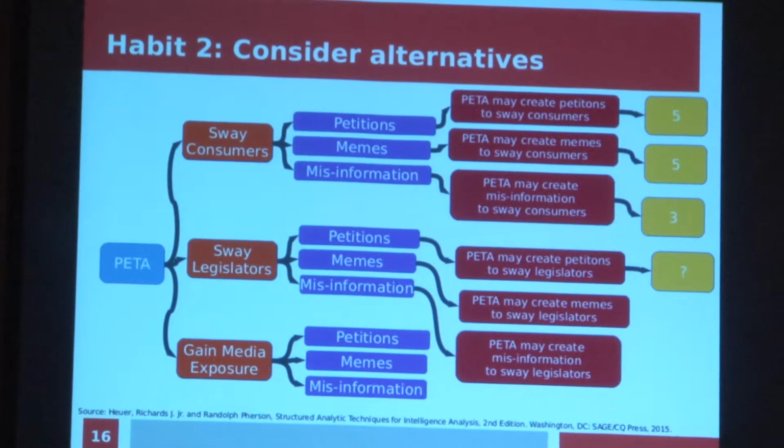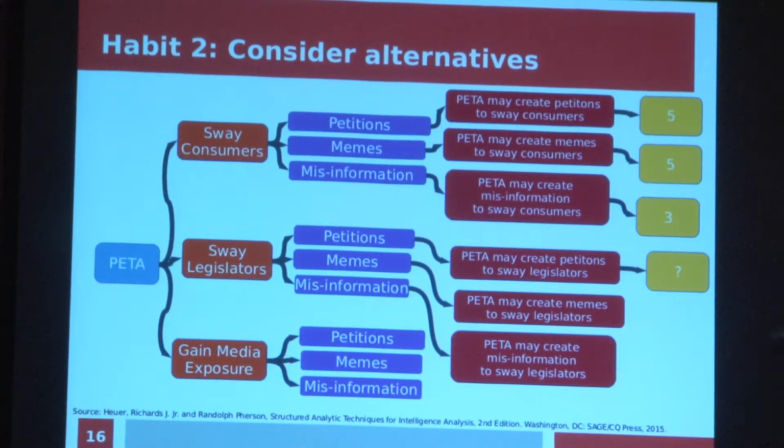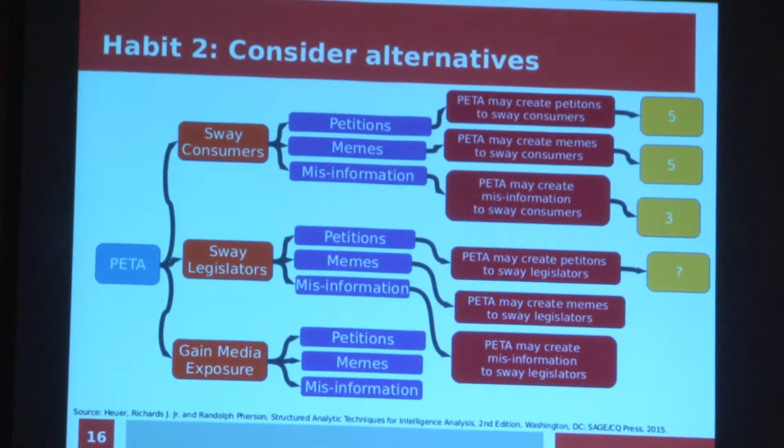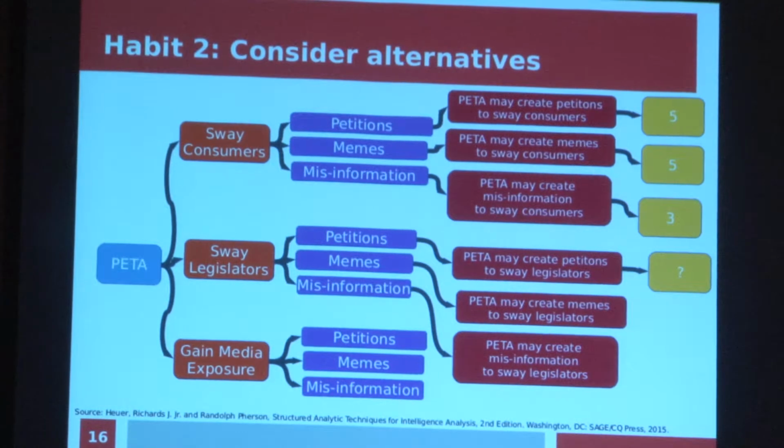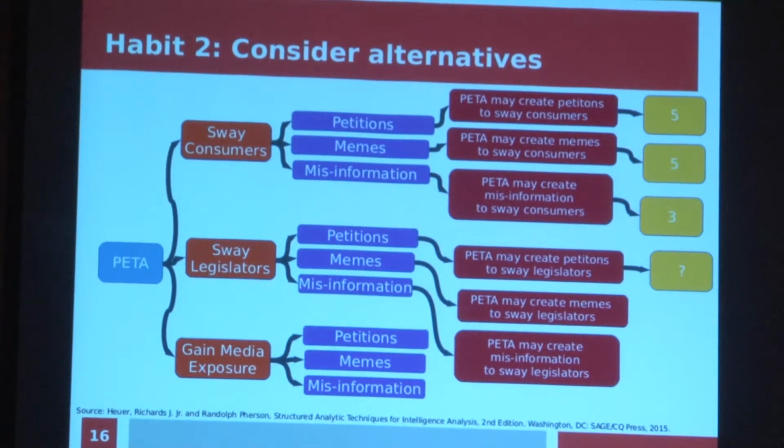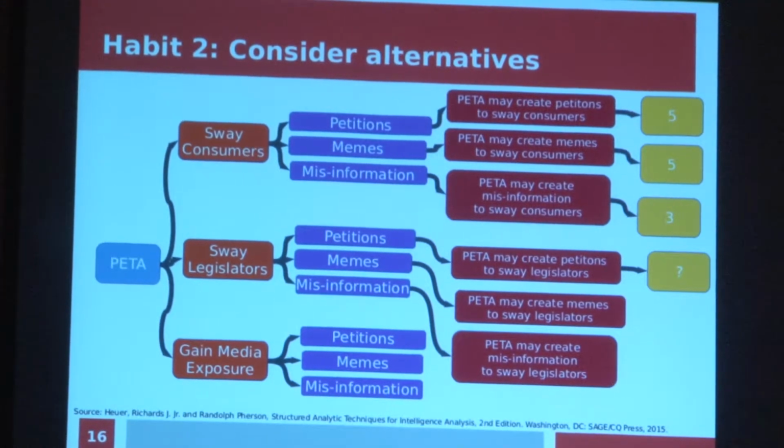You create variations. And then you stack rank them. You just give them a number. Do I think this is going to happen? Do I think this is going to not happen? What's my confidence here? Again, this is primarily about covering a wide range of ideas and then ranking them against each other.